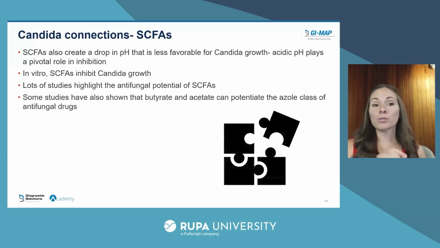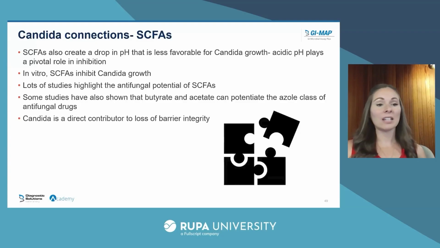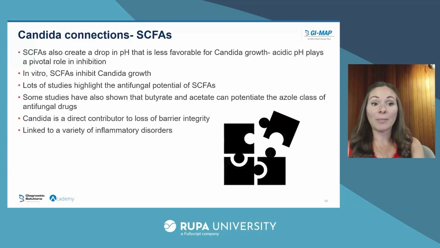We've also seen in a few studies that both butyrate and acetate can help potentiate the action of our whole class of antifungal drugs. So I thought that was really cool that we get this synergistic effect of those happening. And then we know Candida is a direct contributor to a loss of that barrier integrity, and there's a link to a variety of inflammatory disorders.